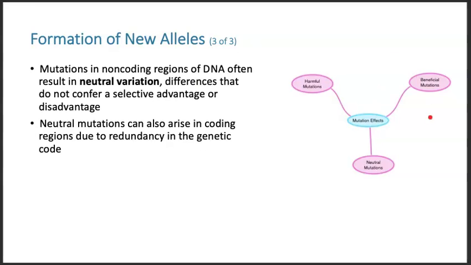So this diagram right here just summarizes the things that we've talked about. We've talked about harmful mutations and beneficial mutations, and now neutral mutations. Those are the three that evolution would act upon. For harmful mutations, evolution would act to decrease their abundance in a population. For beneficial mutations, natural selection would act to increase their presence in the population. And for neutral mutations, it wouldn't have either an increase or decrease effect. It would just be neutral.